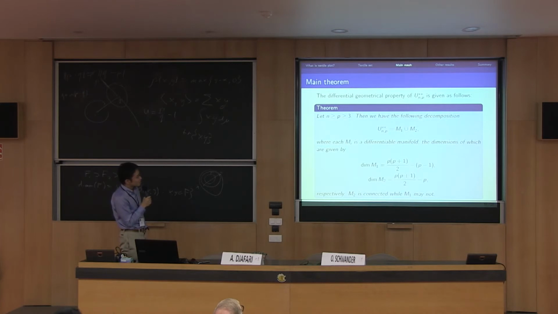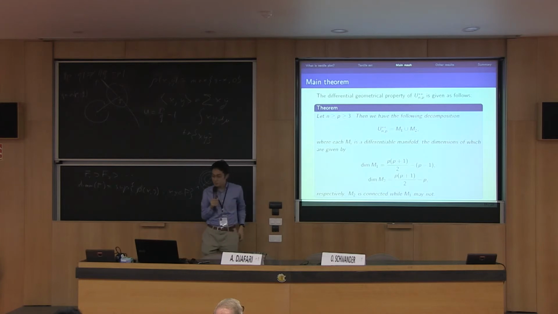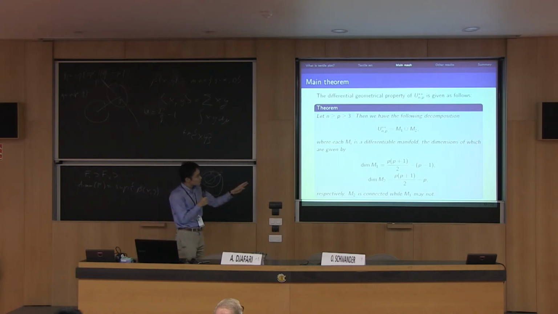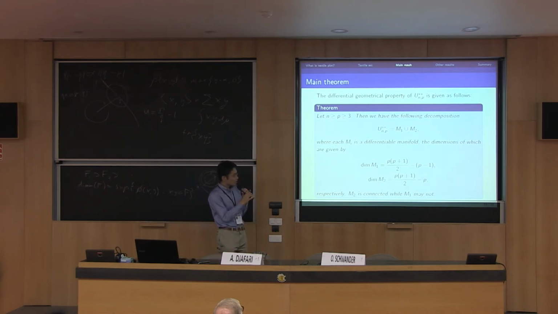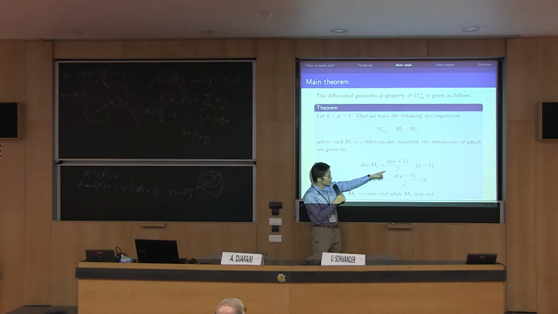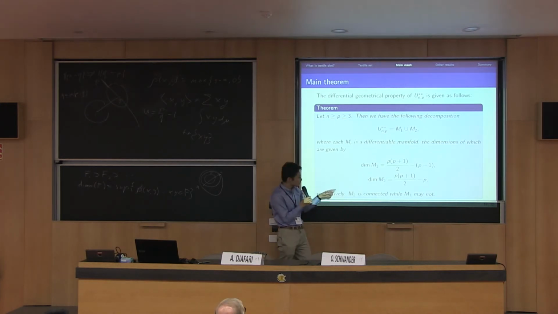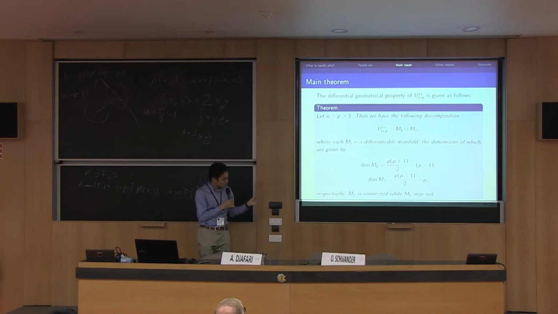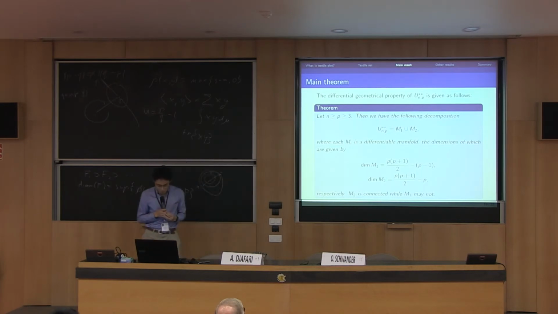Now we state our main theorem. The differential geometrical property of U_np double star is given as follows. U_np double star is decomposed into two differential manifolds, and the dimensions of which are given by these formulas. So the dimension of M1 is this, the codimension is p minus 1, and the codimension of M2 is p. And M2 is connected, but M1 may not be connected.